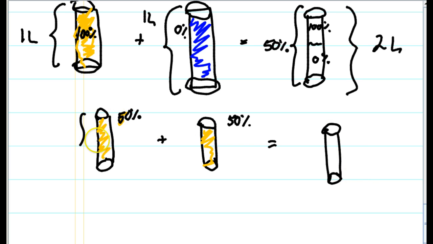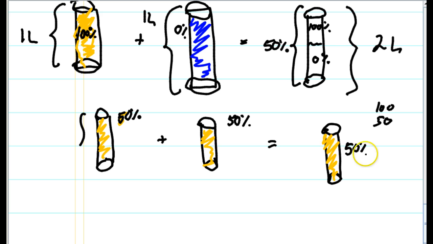This is half juice, half water. This is half juice, half water. What happens when we mix them together? What do you get? Some people are saying 100%. People are saying 50%. Which one? Okay. So it should be 50%.